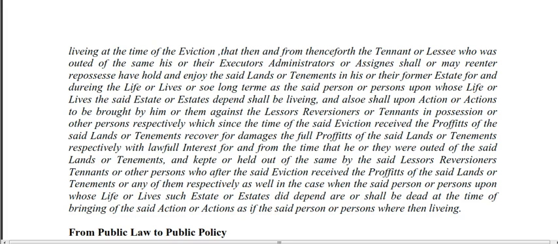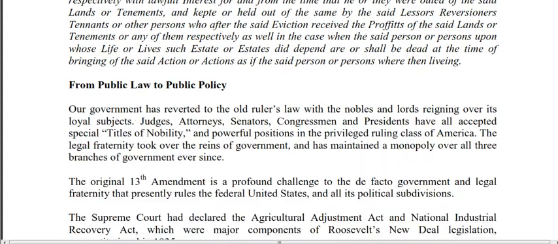And also shall, upon action or actions to be brought by him or them against the lessors, reversioners, or tenants in possession or other persons respectively, who since the time of said eviction receive the profits of the said lands or tenements, recover for damages the full profit of said lands or tenements respectively, with lawful interest for and from the time that he and they were outed of the said lands or tenements and kept or held out of the same by said lessors, reversioners, tenants, or other persons who after the said eviction receive the profits of the said lands or tenements, as well in the case when the said person or persons upon whose life or lives such estate did depend are and shall be dead at the time of bringing of said action or actions, as if the person or persons were then living.